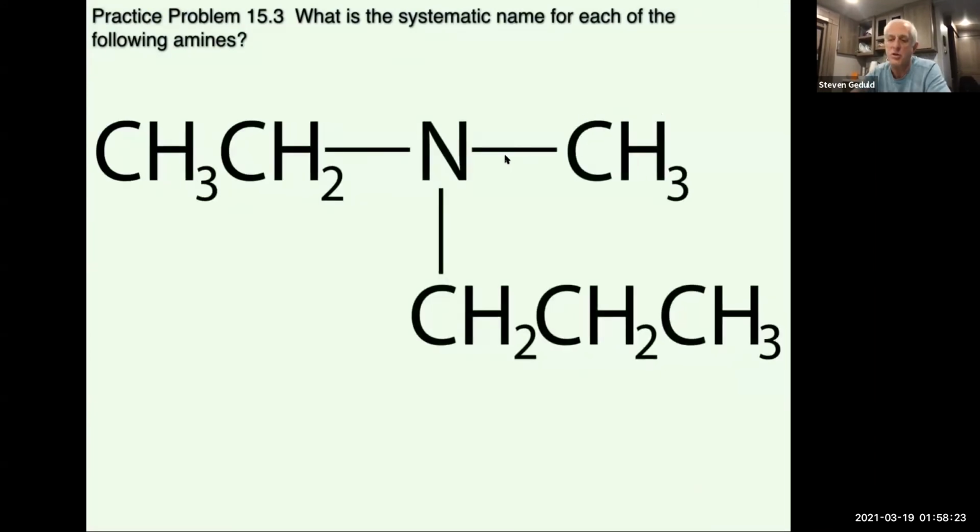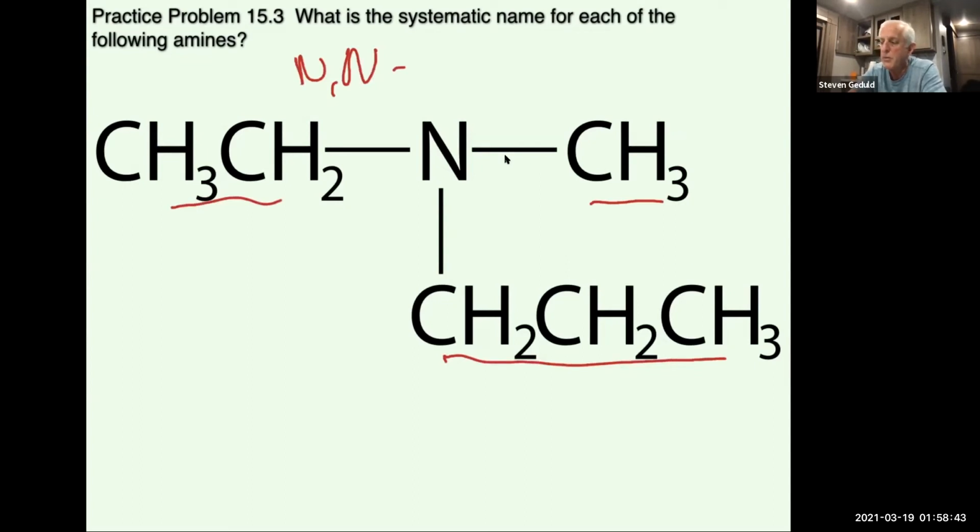Okay, let's try the other one. Now we've got a tertiary amine. There are three things attached, so we know it's going to start out as what? It's going to start out as N,N, because there are two additional attachments to the original. And we've got a methyl group, an ethyl group, and a propyl group.